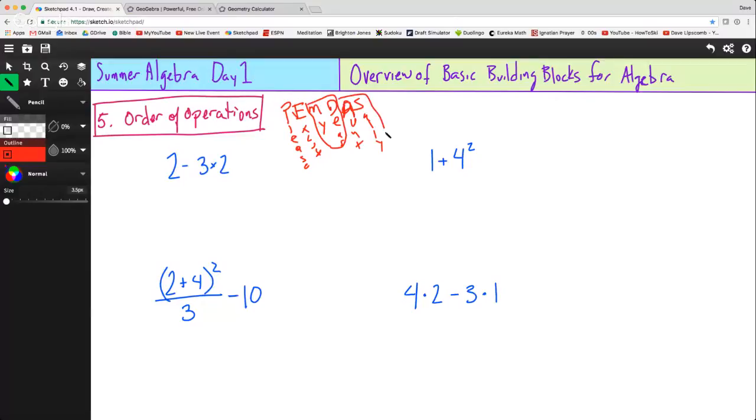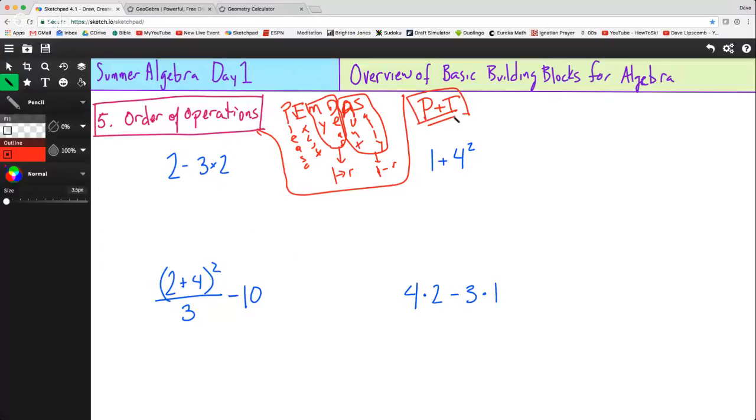And then addition and subtraction go together. So these go left to right. So if you have multiplication and division, one isn't more important than the other. They go at the same time. This is left to right, and addition and subtraction is also left to right. Okay, so let's see. Do I have parentheses? I'm going to say pause and try all of these, and then I'm going to run through them one at a time.